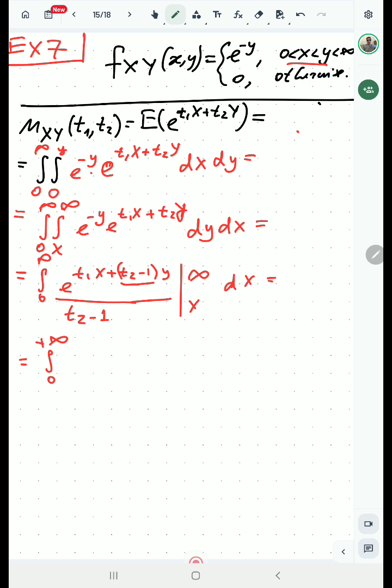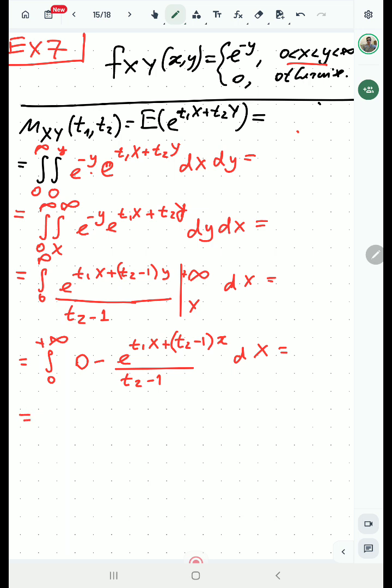Because this coefficient is negative, negative times positive infinity is going to give you negative infinity, and e to the power negative infinity is just 0. So if you plug positive infinity, in the limit it will be 0 minus, if you plug x, you're going to receive e to the power t1 x plus (t2 minus 1) x, and everything divided by t2 minus 1. Then we are going to integrate with respect to x. Okay.